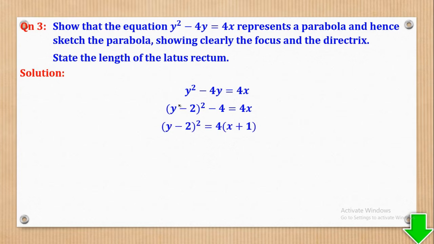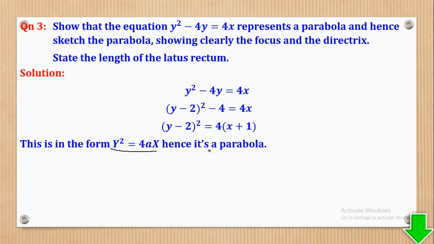Next is to collect like terms. Take this for this side to come up with this. Now this one is already in the form of that, therefore it is a parabola. So that is how you can show that the given equation is a parabola. So now we shall go to the hence part. Hence part, they want you to sketch the parabola and show clearly the focus, directrix, and then state the length of the latus rectum.